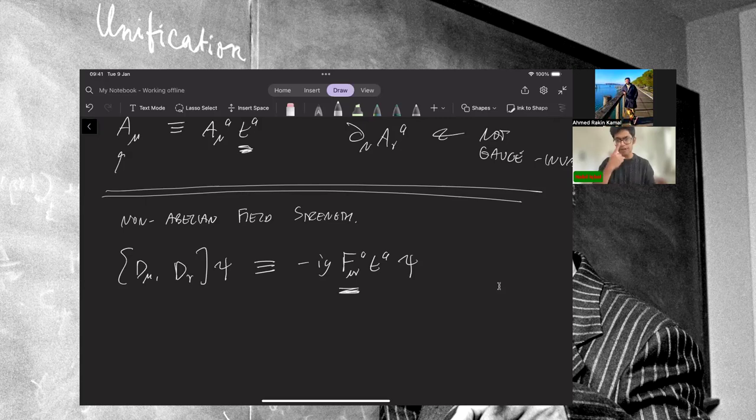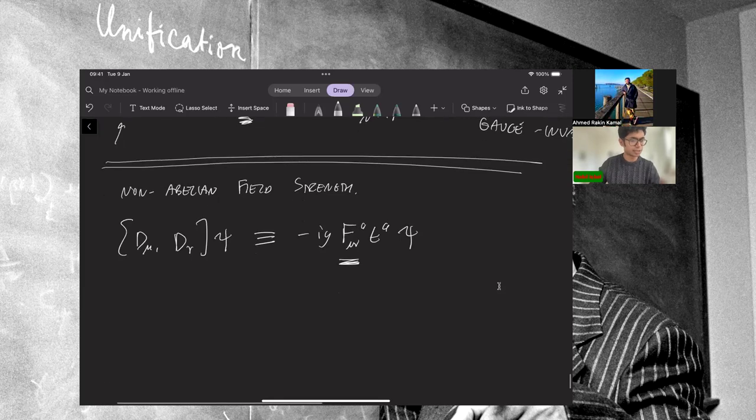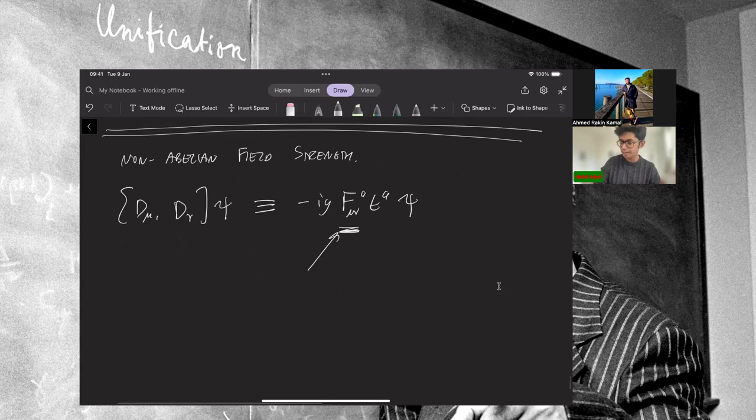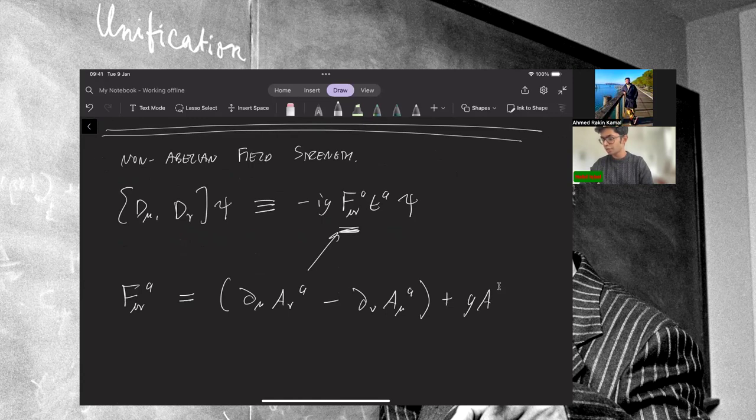Again, this is just like the U1 case. We took the commutator and we found that the answer was something called F mu nu acting on psi. We can do the exact same thing here and figure out what F mu nu is. And again, there's some algebra, which I will not do in any detail. But if you work it out, what you find is that F mu nu A is equal to d mu A nu A minus d nu A mu A plus g A mu B A nu C F A B C.